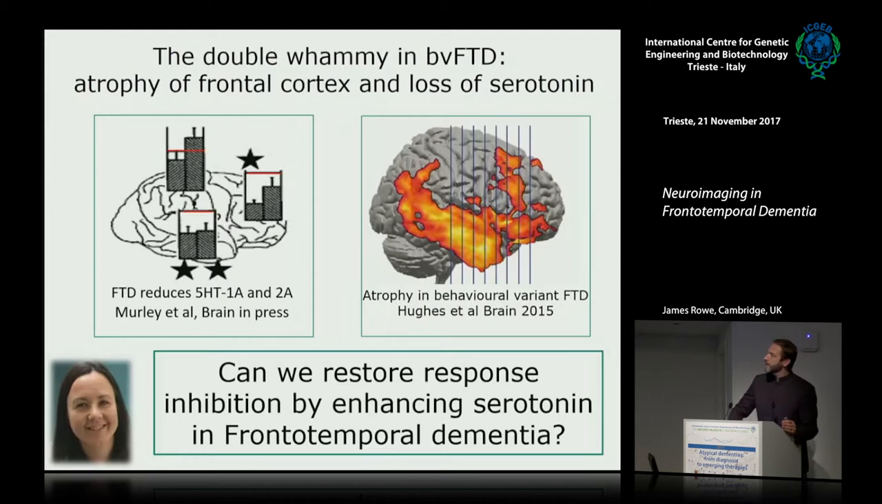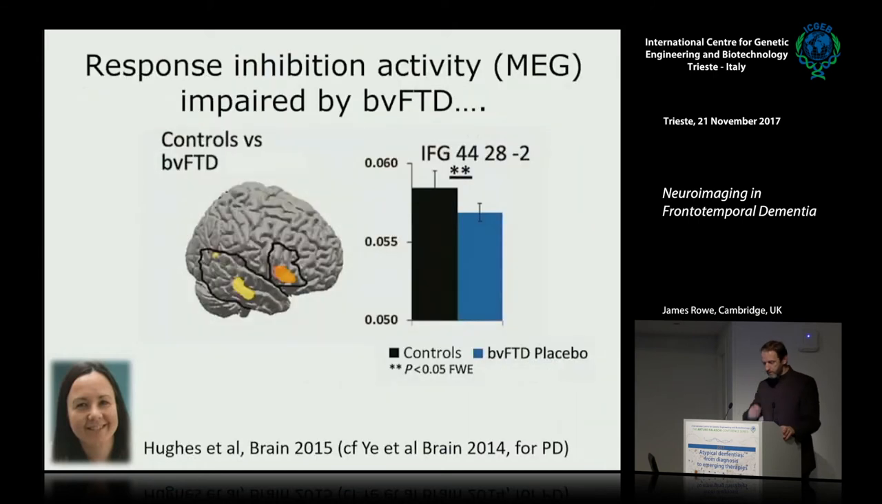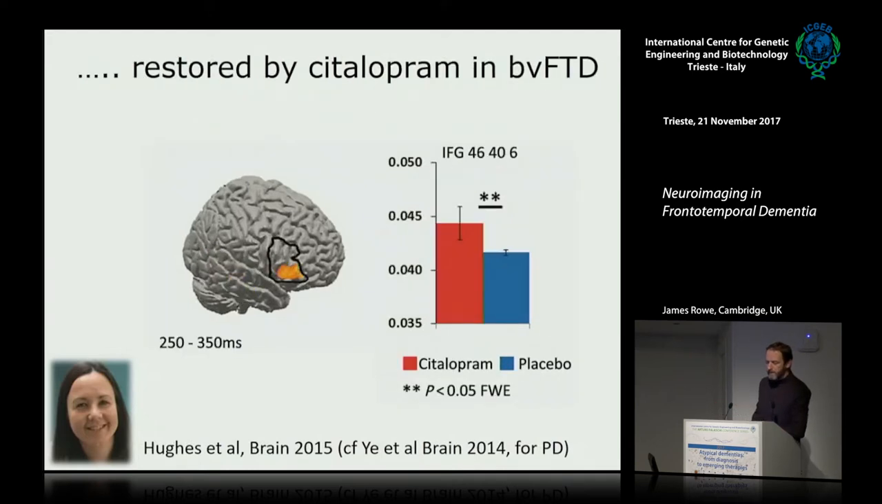Both these lateral frontal areas in the prefrontal cortex and serotonin have a long and strong preclinical neuroscience background suggesting a role in inhibition. So Laura Hughes looked at this in a randomized placebo-controlled double-blinded MEG study comparing controls with FTD initially, and sure enough, in this critical frontal region, there is less, I'm going to call it activity, there's actually current source density, and this is restored by citalopram, so restored by serotonergic treatment. So it's a nice marker in an experimental context, unconfounded by many of the problems of fMRI.